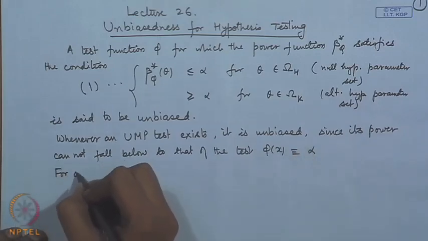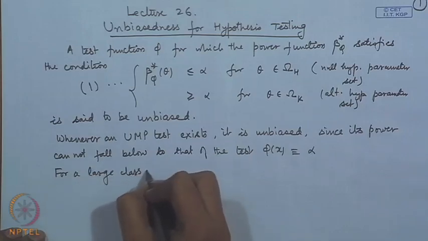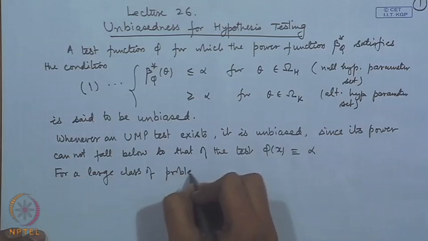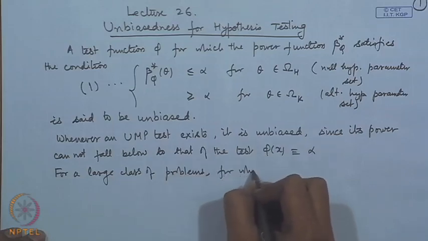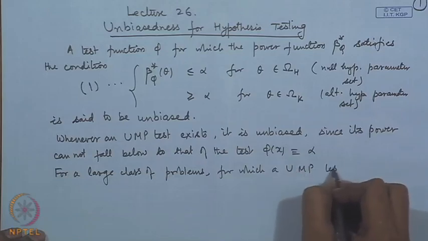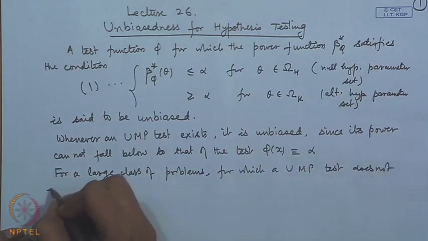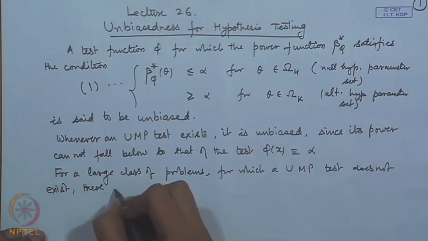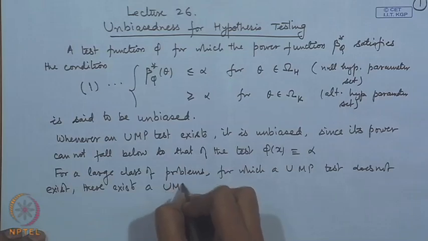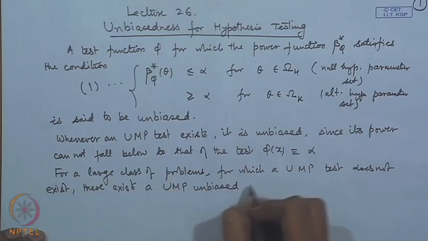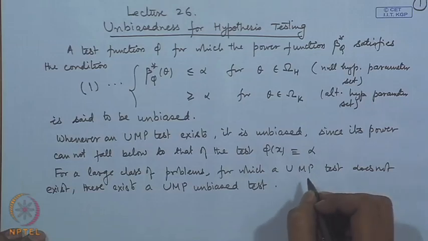So, for a large class of problems for which a UMP test does not exist, there exists a UMP unbiased test. So, we may consider theta less than or equal to theta naught, theta equal to theta naught against theta not equal to theta naught, and also the cases of the nuisance parameters. In many of these cases, we will be actually demonstrating the existence of the UMP unbiased test.